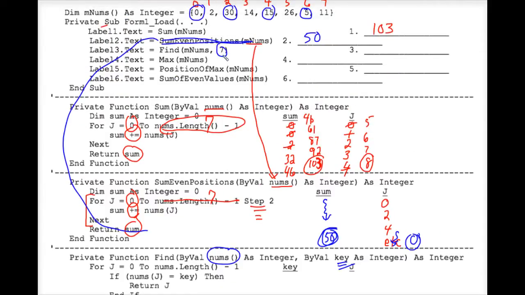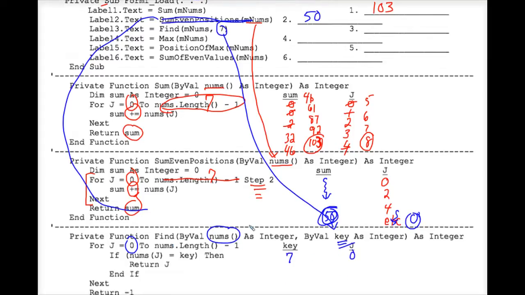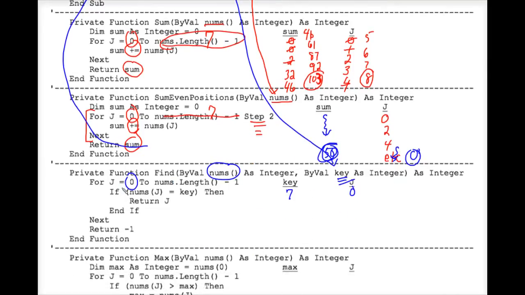7 gets passed and plugs in for key, so you're going to be putting a 7 there. J is again a loop variable. It's going to start at 0. And look at this, we have an if statement inside of our for loop. We did not have that in the previous two exercises. This if statement is basically looking for the number 7, and when it finds it, it returns J.